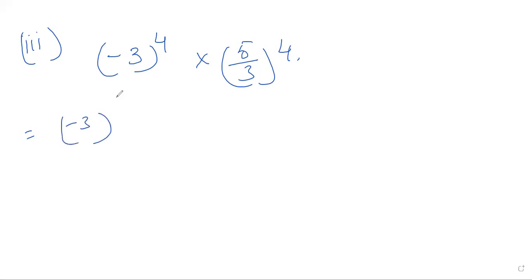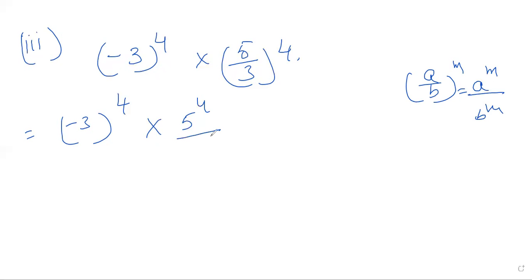Write (-5/3)^4. Here, use the law of exponent formula (a/b)^m, that is a^m / b^m. So write 5^4 by 3^4. See here it is minus 3 and plus 3. So how can we split it? We can write minus 3 as (-1)^3 into 3, whole to the power of 4.